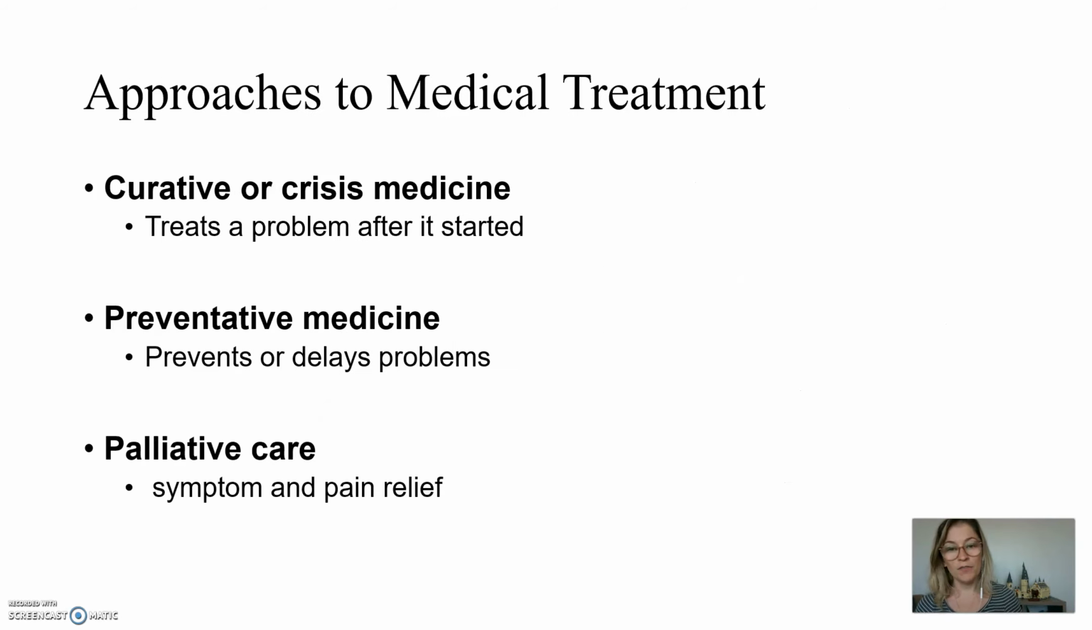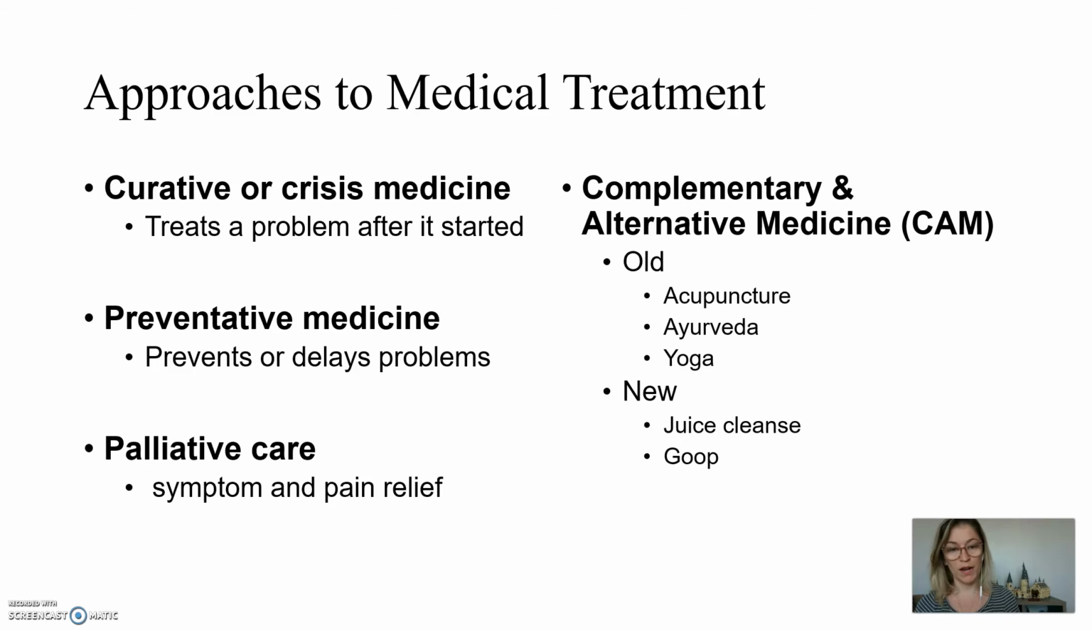Okay, so we've got a couple of approaches to medical treatment before we're done here. We have curative and crisis medicine, preventative medicine, and palliative care. Curative medicine is just treating a problem after it starts. Preventative medicine is trying to keep a problem from happening, and palliative care is really end-of-life care, and, you know, when you're going through severe treatments. There's one more little thing we got over here, complementary and alternative medicine, also known as CAM.